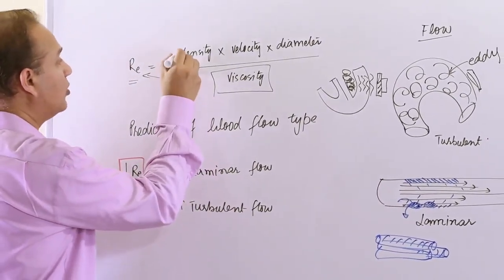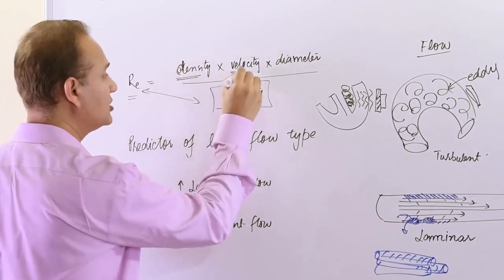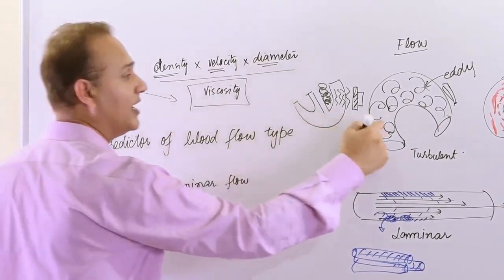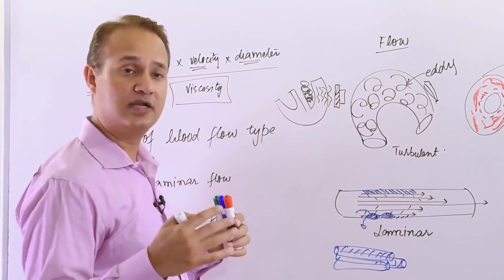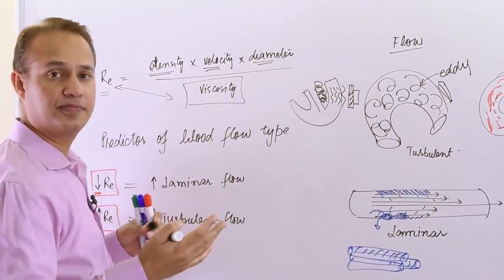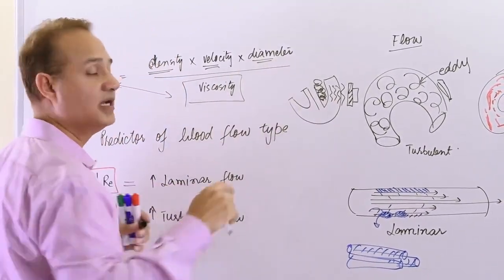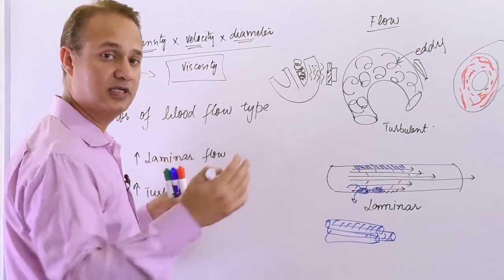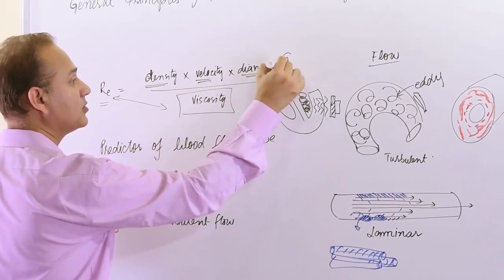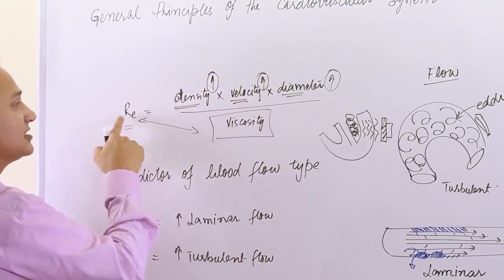How about this side? What are the things here? Density of the blood, velocity of the blood flow, and diameter of the blood vessels. Look, why does the aorta normally have turbulent blood? Because the diameter is large, velocity is high, viscosity is the same, right? So the aorta, compared to the smaller blood vessels which have smaller diameter, has highly turbulent blood because the Reynolds number is high. But for any blood vessel, if you increase the diameter, or the velocity of the blood, or the density, that would increase the Reynolds number.